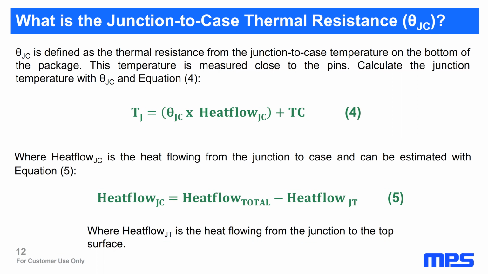Theta junction case is defined as the thermal resistance from the junction to the case temperature on the bottom of the package. This temperature is measured close to the pins. Calculate the junction temperature with theta junction case in equation 4. Heat flow is the heat flowing from the junction to case and can be estimated with equation 5.